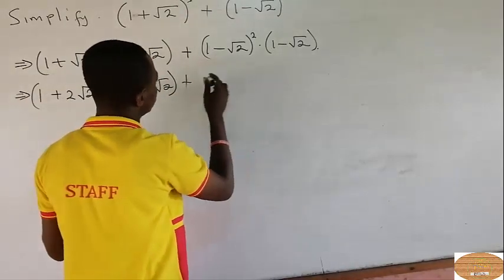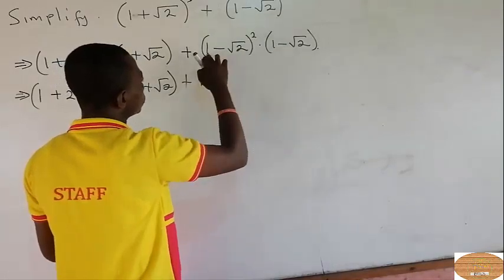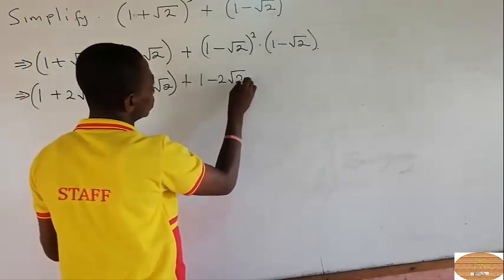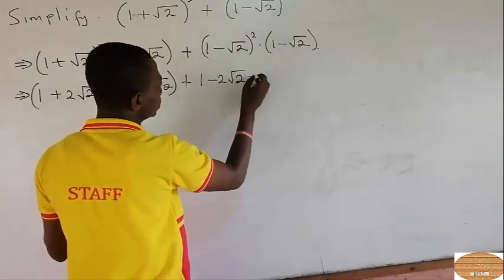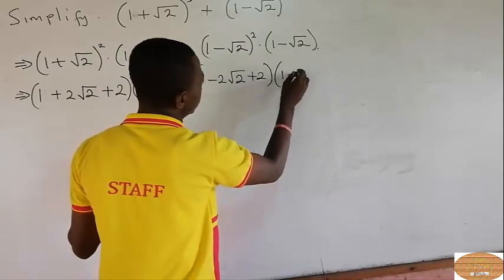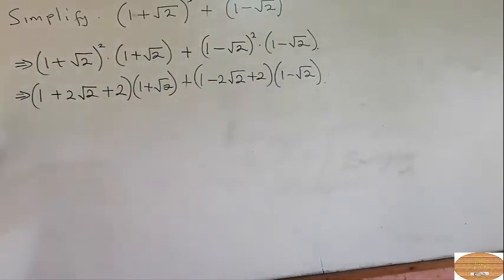So this one, square the first one, 1. Then minus 2 times 1 times √2, so minus 2√2. After that, you square this one, you get 2. So times (1 − √2). Alright, so let's move on.